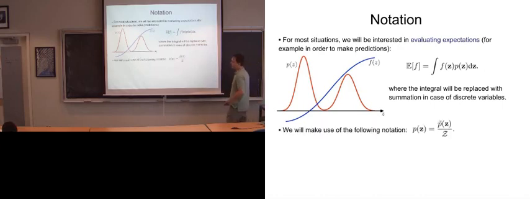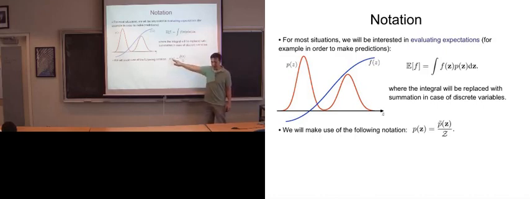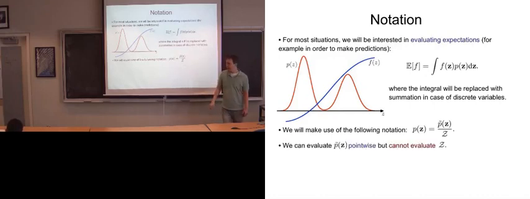We're going to be using the following notation. For most of the models, the probability distribution can be written as an unnormalized probability divided by a partition function, or by a normalizing constant. Okay? The numerator we can evaluate point-wise, but we cannot evaluate the normalizing constant.